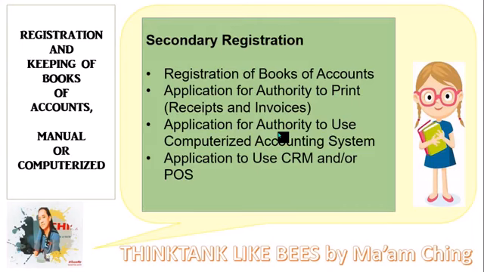For the secondary registration, you need to register your books of accounts. They should be stamped and received by the BIR. Application for authority to print receipts and invoices, this one is what we call Form 1906. Application for authority to use computerized accounting system.